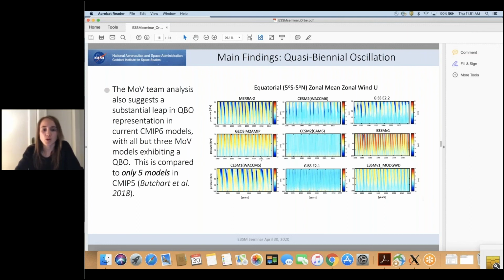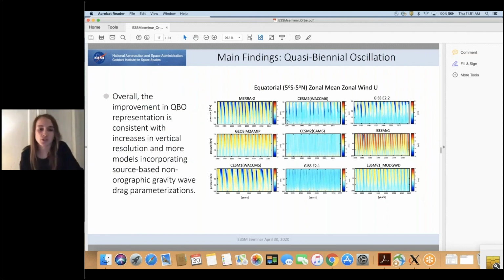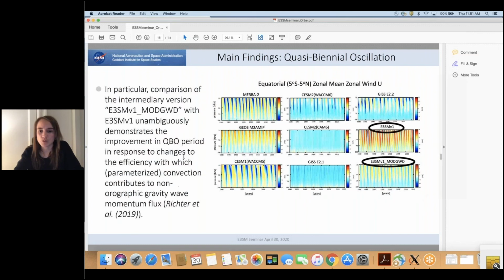Overall, we can attribute this to increases in vertical resolution, especially in the UTLS, the upper troposphere, lower stratosphere region, but also to changes in the non-orographic gravity wave drag parameterizations, namely the incorporation of not only convective sources, but also sources related to shear and frontogenesis. Many of you perhaps have already seen these results that were nicely described in a paper that Yaga wrote last year.